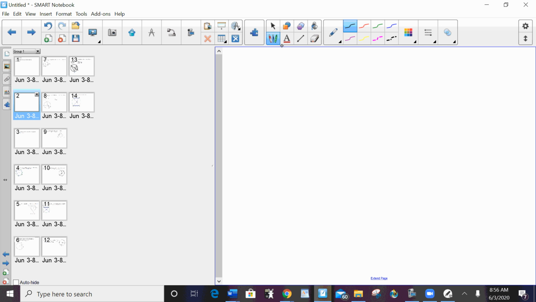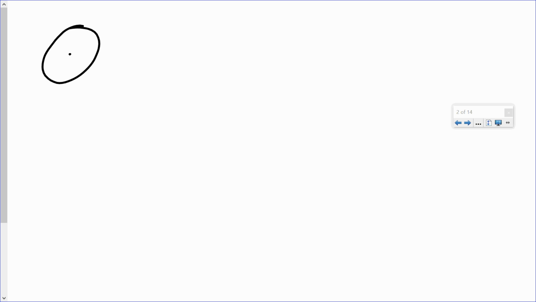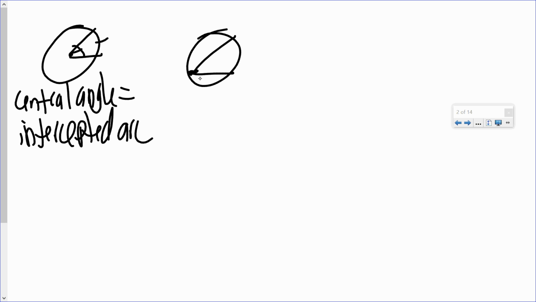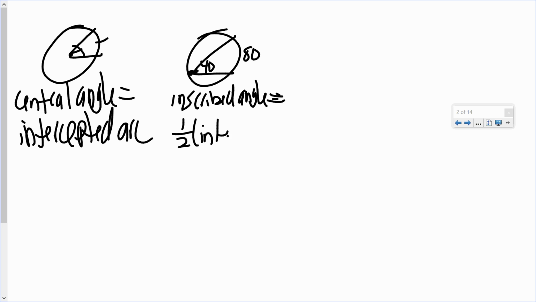So for angles, if we have an angle at the center of the circle, it's called a central angle, and it's equal to the intercepted arc. So if the vertex is at the center, it's equal. If the vertex is on the circle, it's half. So if this is 40, this would be 80. Inscribed angle is half of the intercepted arc.